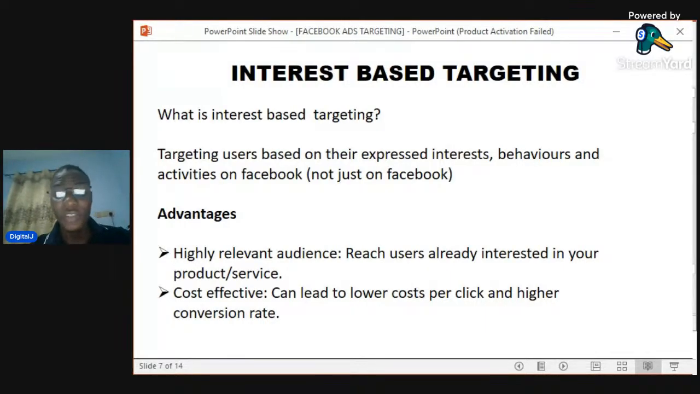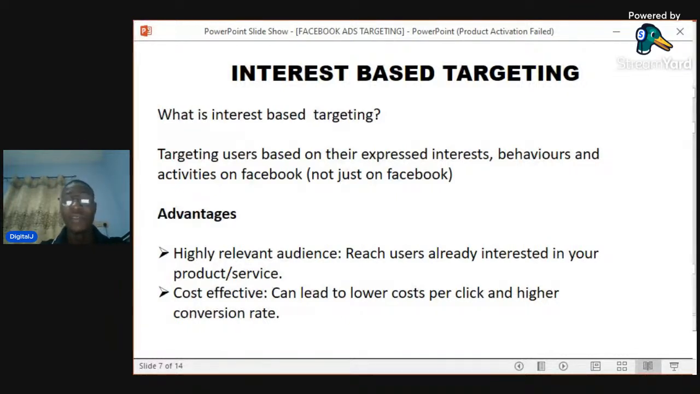Advantages of interest-based targeting. Number one, highly relevant audience, which is users already interested in your products or services. It means that your ads will only show to people that are actually interested in what you are selling.